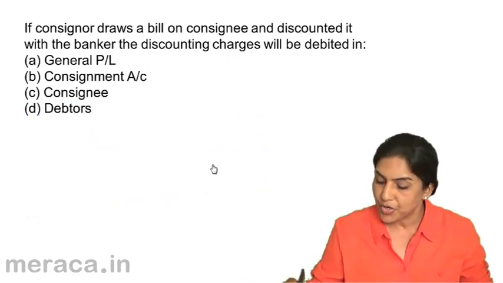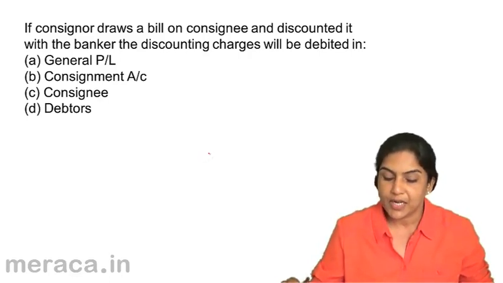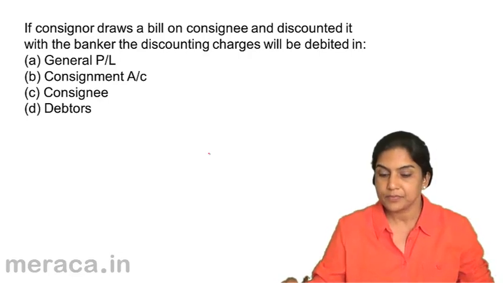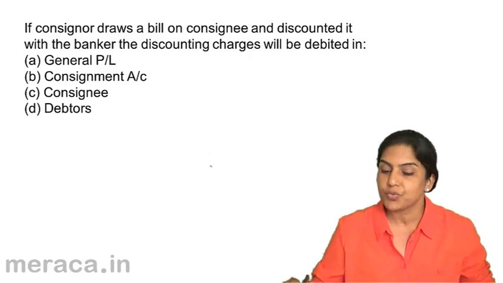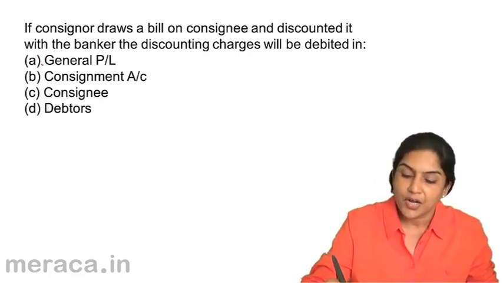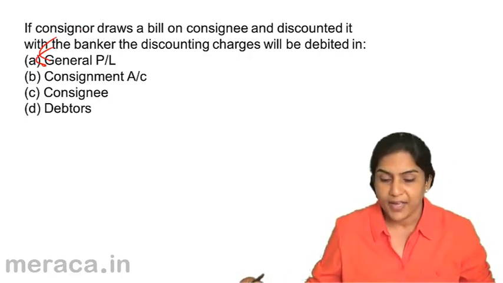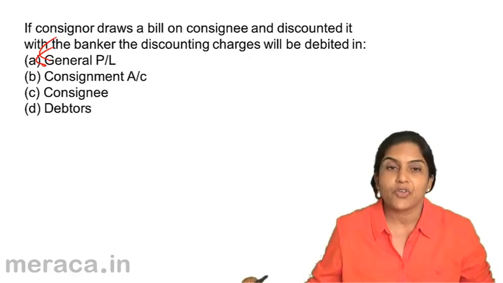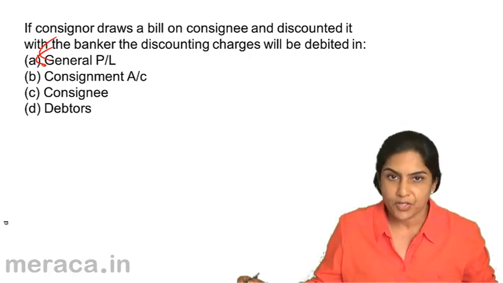If the consignor draws a bill on consignee and discounts it with the banker, the discounting charges will be debited to A, general profit and loss, B, consignment account, C, consignee account, and D, debtors account. Discounting charges are normally debited to the general profit and loss account. Answer would be A. Of course, there is an alternative treatment by which it could also be debited to the consignment account.